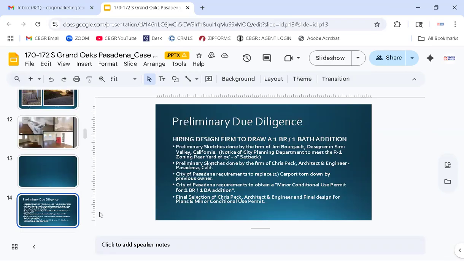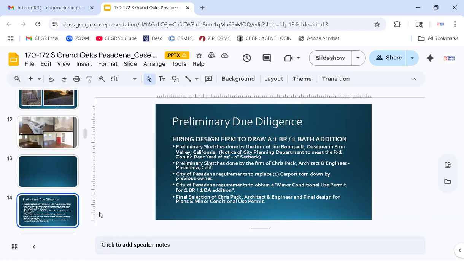If you can see, I hired Jim Bergalt from Simi Valley to do a site plan for me. But then I took the preliminary sketches to Chris Peck, an architect in Pasadena. The previous owner tore down the carport without telling the city. He couldn't sell the property without a city of Pasadena resale certificate. So now I knew that they couldn't sell the property without it. So I said, if I have to replace that carport, then I'm going to ask for a $15,000 credit.